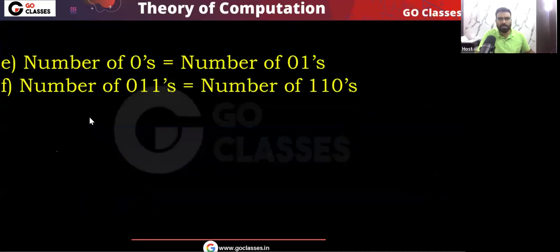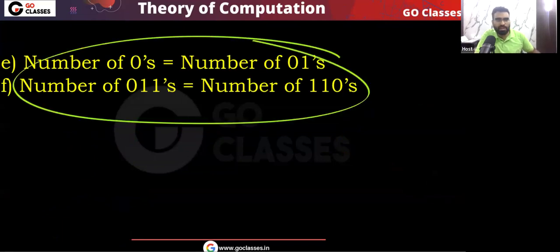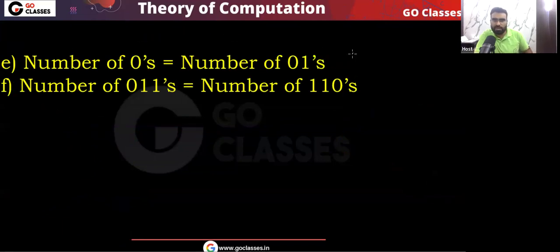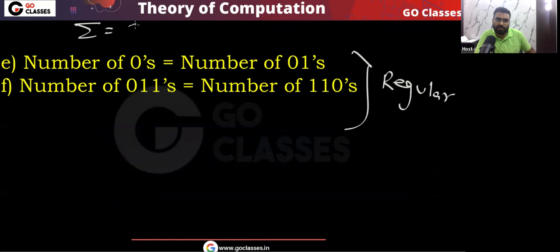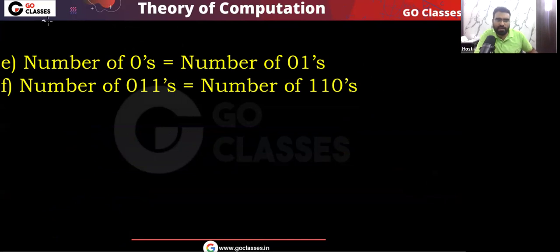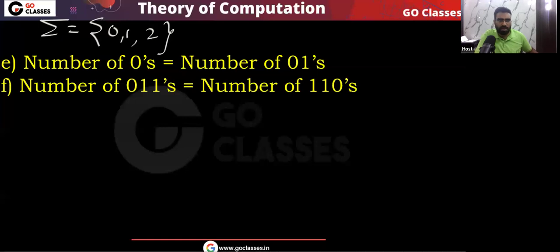Let's see another variation. Here also, these two we have already seen that they were regular. Yes or no? Both of them were regular when your alphabet was {0, 1}. Okay, now you tell me, if I make the alphabet equal to {0, 1, 2}, which of them will become non-regular? Now what will happen?